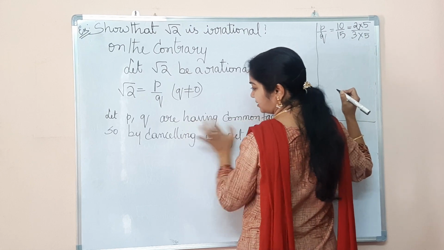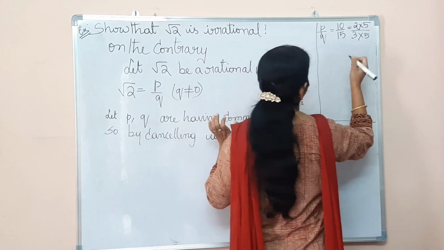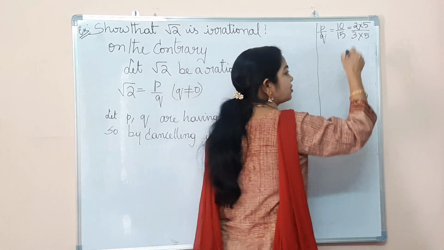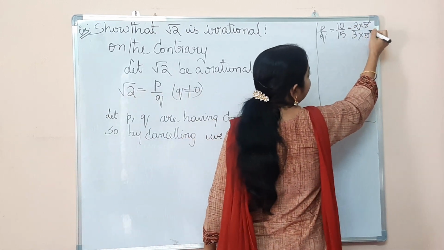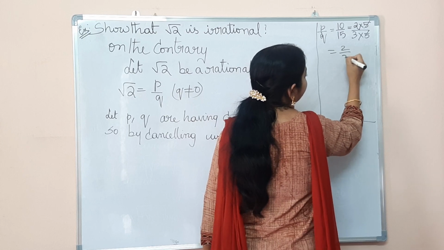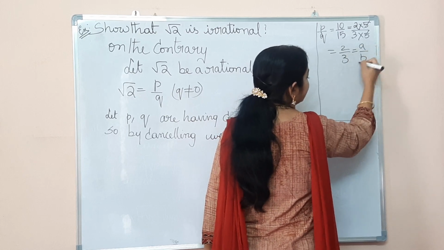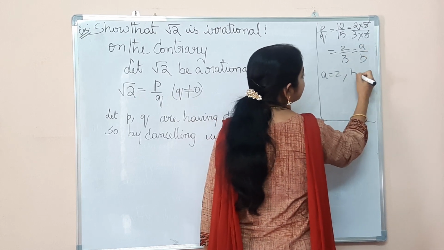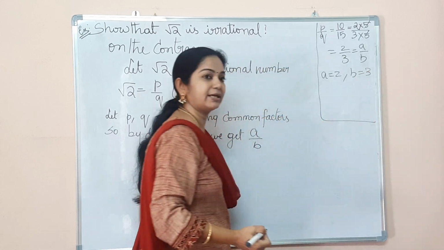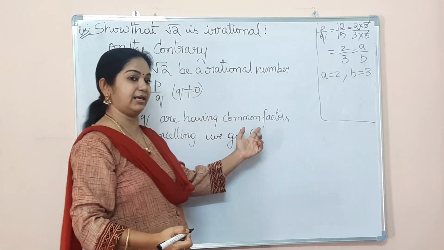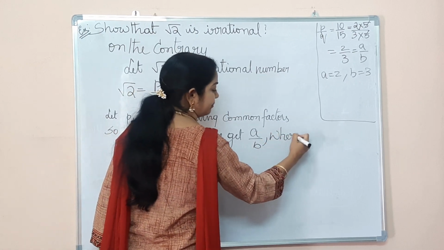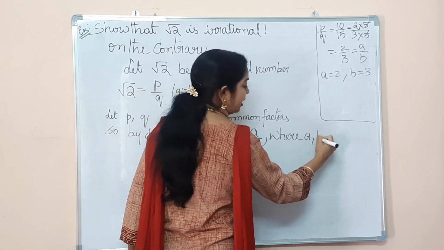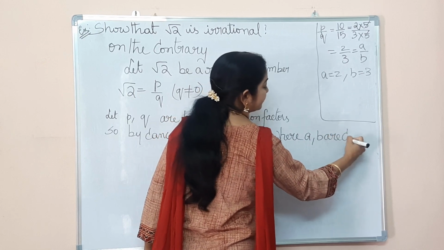Having common factors, so by cancelling we get A by B. Those common factors I need to cancel. The common factor here is 5, 5. So I got 2 by 3. This is A by B, so A is 2, B is 3. So by cancelling the common factors we get A by B, where A and B are co-primes.